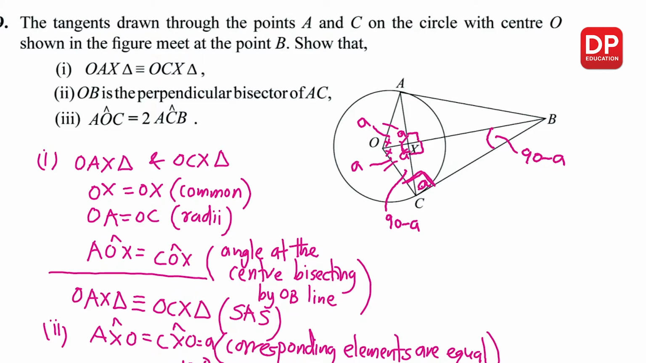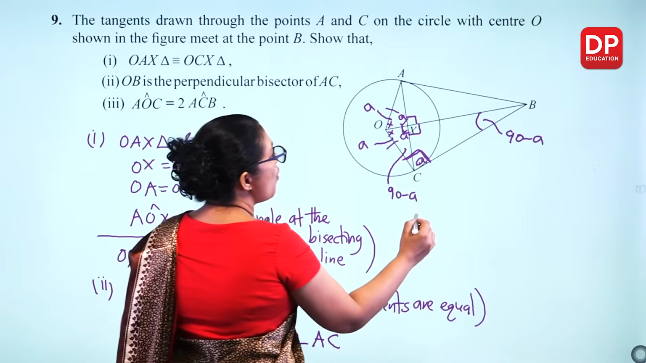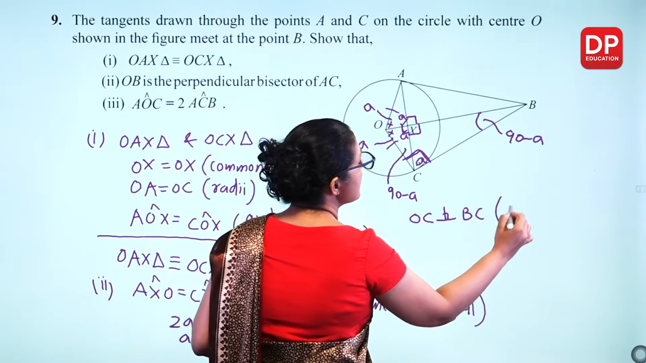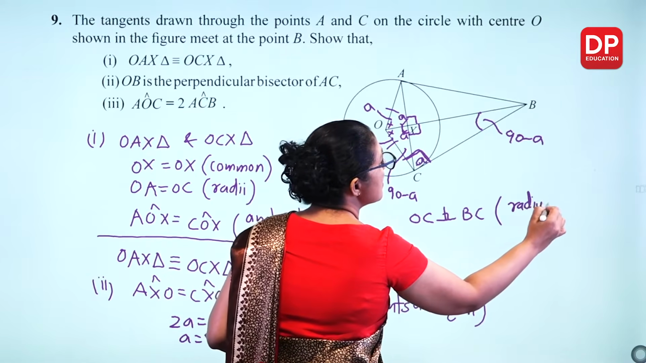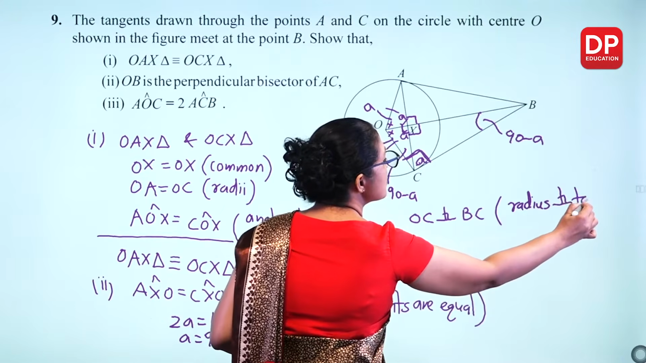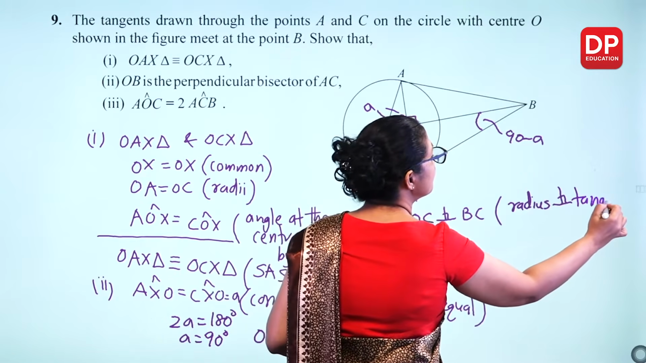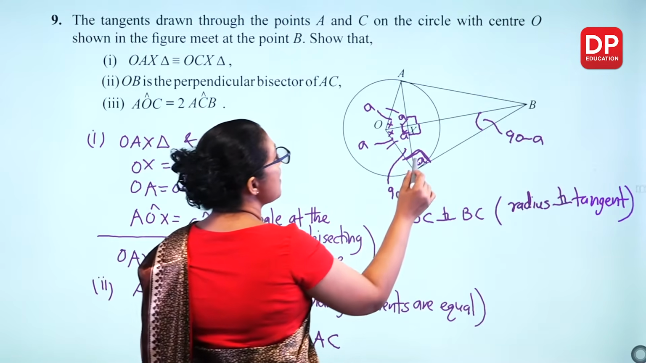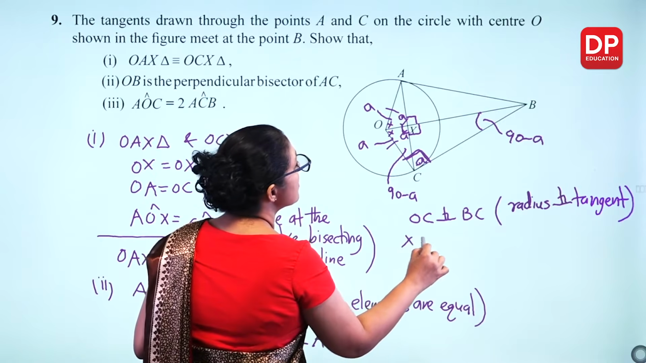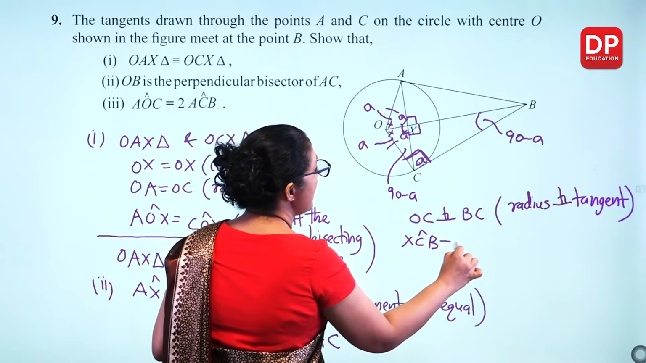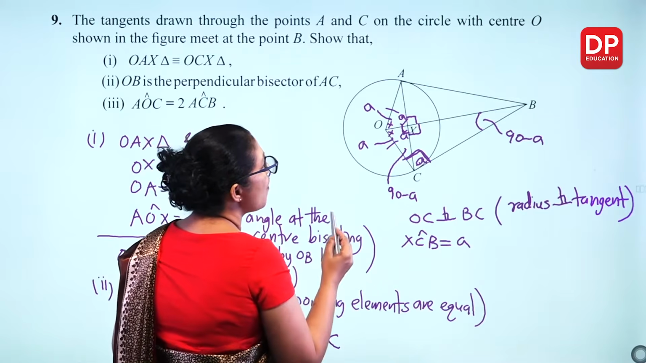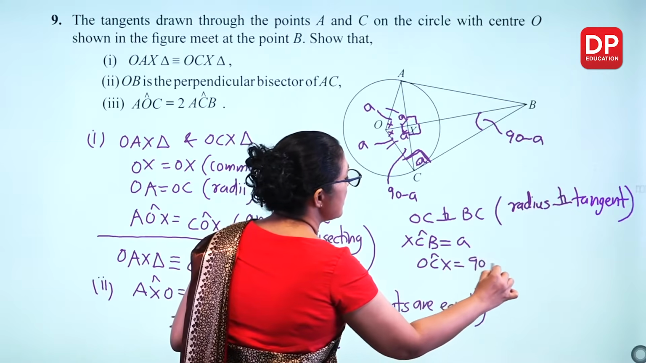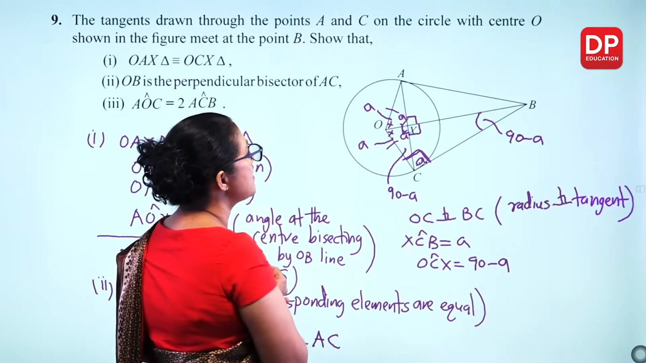So we'll write down OC is perpendicular to BC. That's radius is perpendicular to the tangent. If angle XCB is A, angle OCX is 90 minus A. This is 90 minus A.